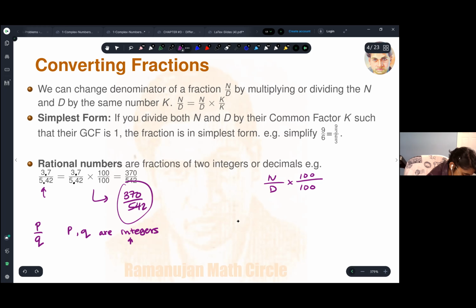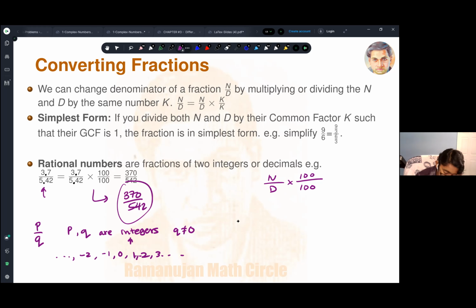And remember, integers are like negative numbers, -1, 0 and 1, 2, 3, and so on, except q is not equal to 0. We have that rule because you can't divide by 0. So that's basically the definition of fractions and rational numbers and simplest form of a fraction.